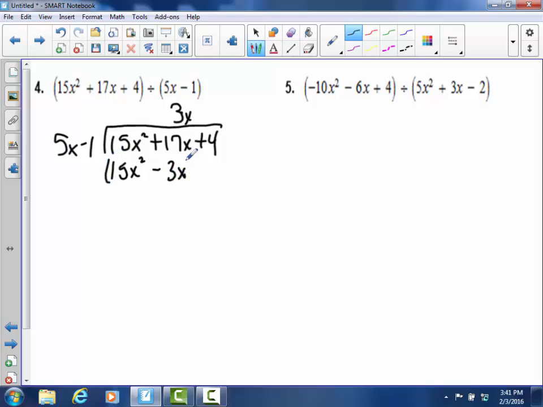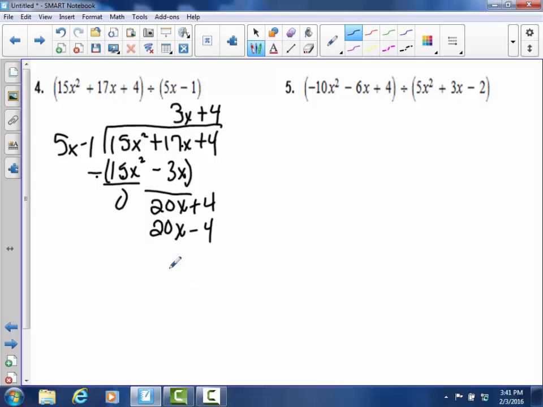Okay. And I'm going to subtract this whole thing. So 15x squared take away 15x squared is 0. 17x take away negative 3x is going to be 20x. Okay. So now I have something to bring down, so I'll bring down the plus 4. And I ask myself, 5x goes into 20x. Well, 5 times 4 is 20, and x I already have, so I just need plus 4. So I multiply. 4 times 5 is 20. Bring down my x. 4 times negative 1 is negative 4.